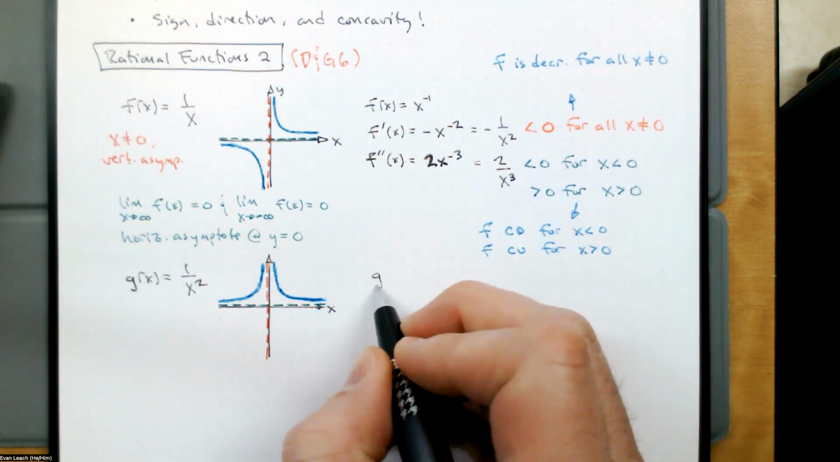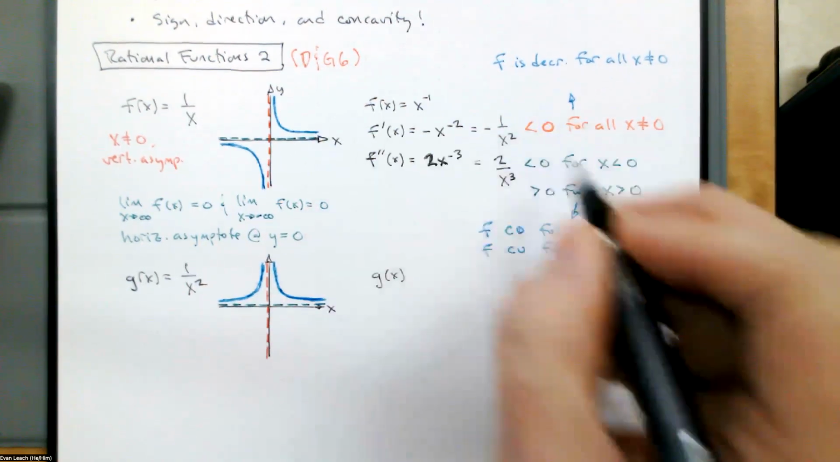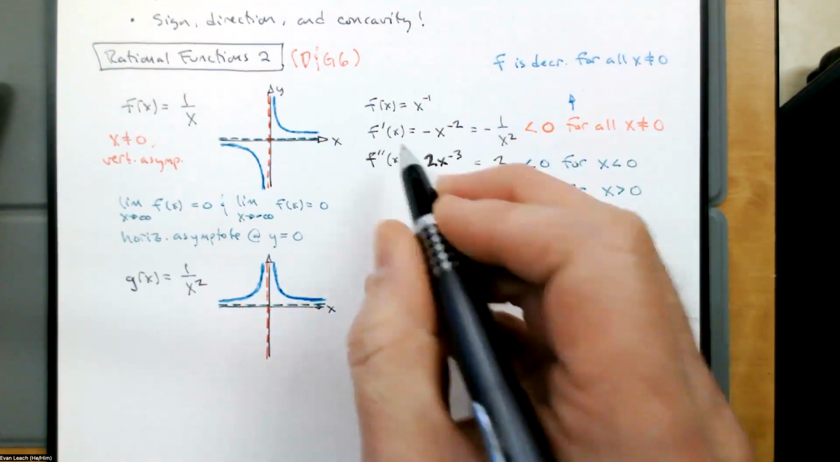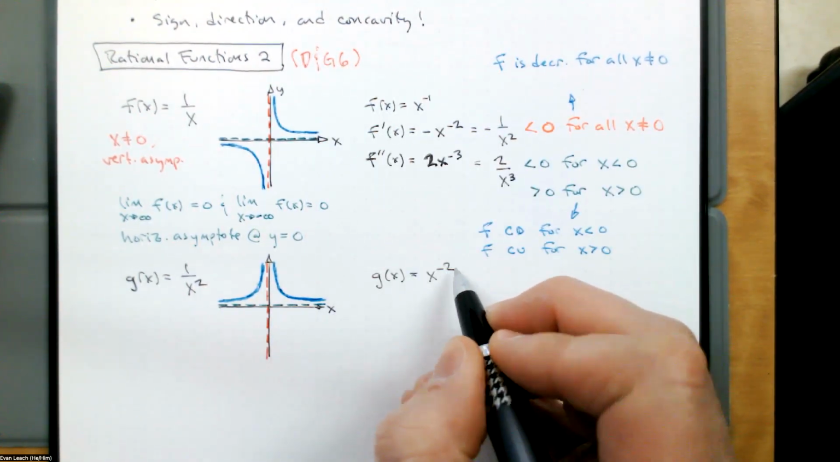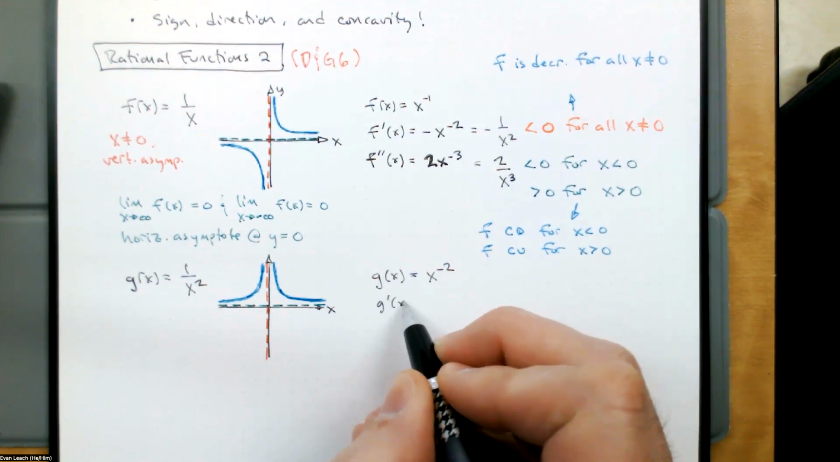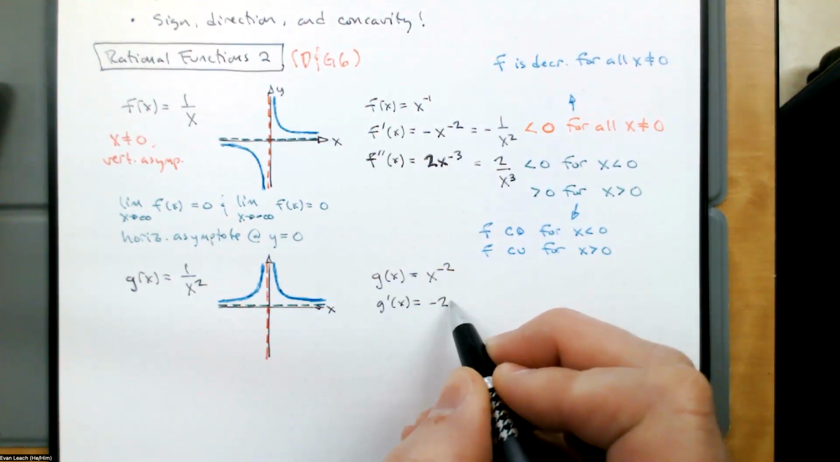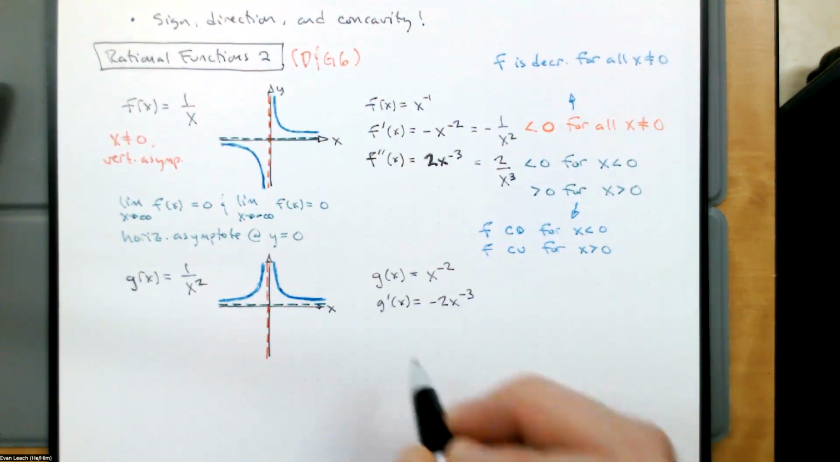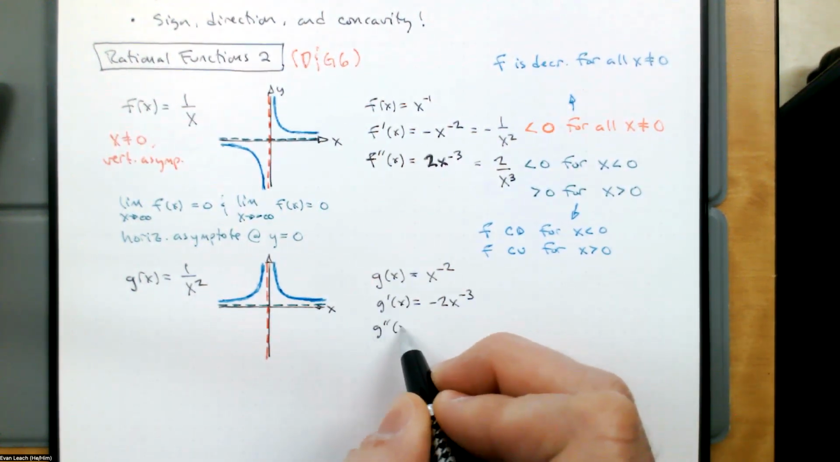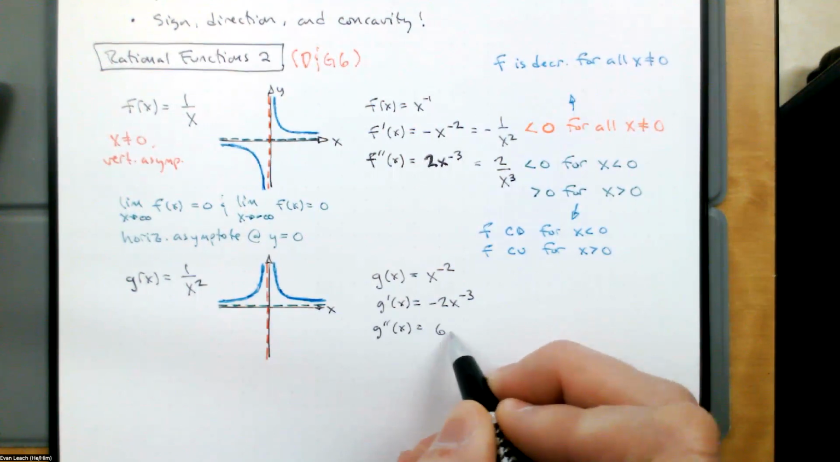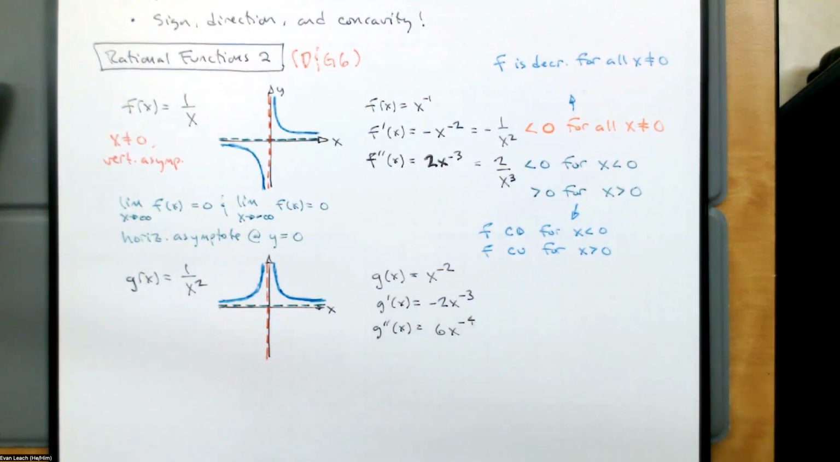So our function, I want to do the same kind of thinking as we did up here. g of x is x to the -2. g prime of x is -2x to the -3. And g double prime of x is 6x to the -4. Okay, so we see some different stuff happening here.